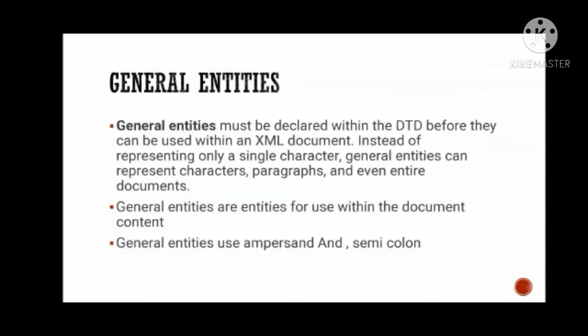The next one is general entities. General entities must be declared within the DTD before they can be used within an XML document. Instead of representing only a single character, general entities can represent characters, paragraphs, and even an entire document. General entities are entities for use within the document content. General entities use the ampersand and a semicolon for termination of the entity.